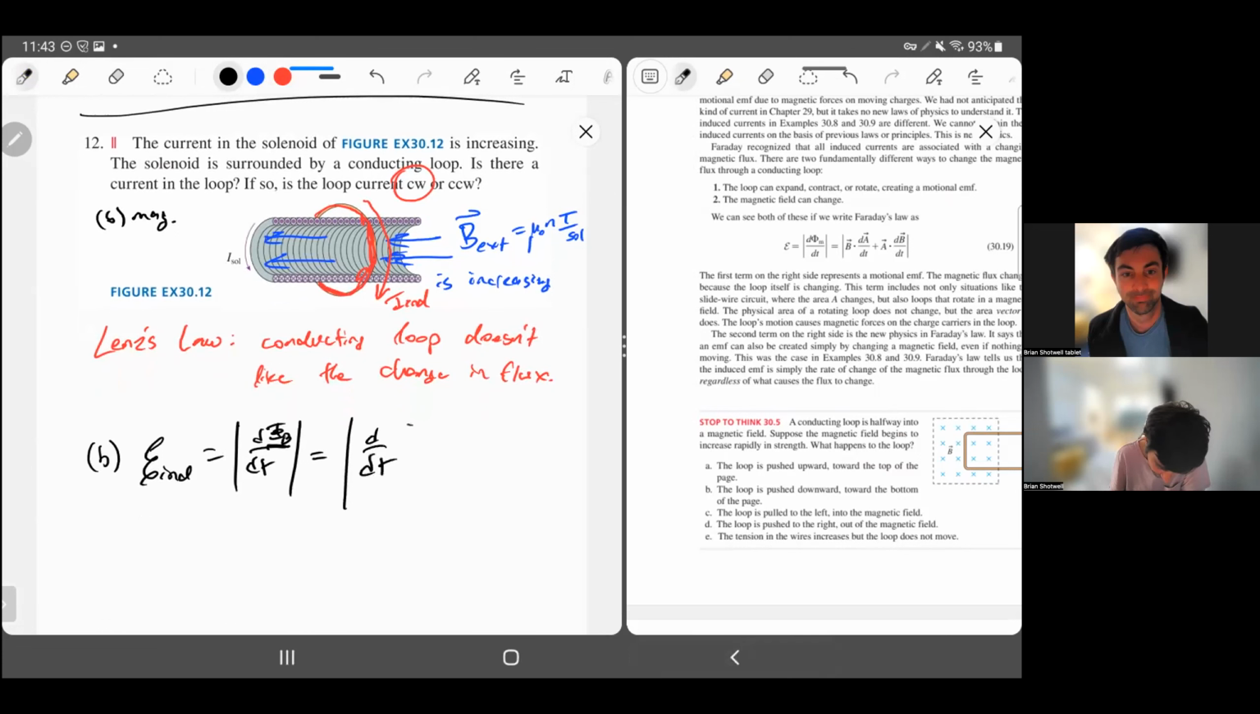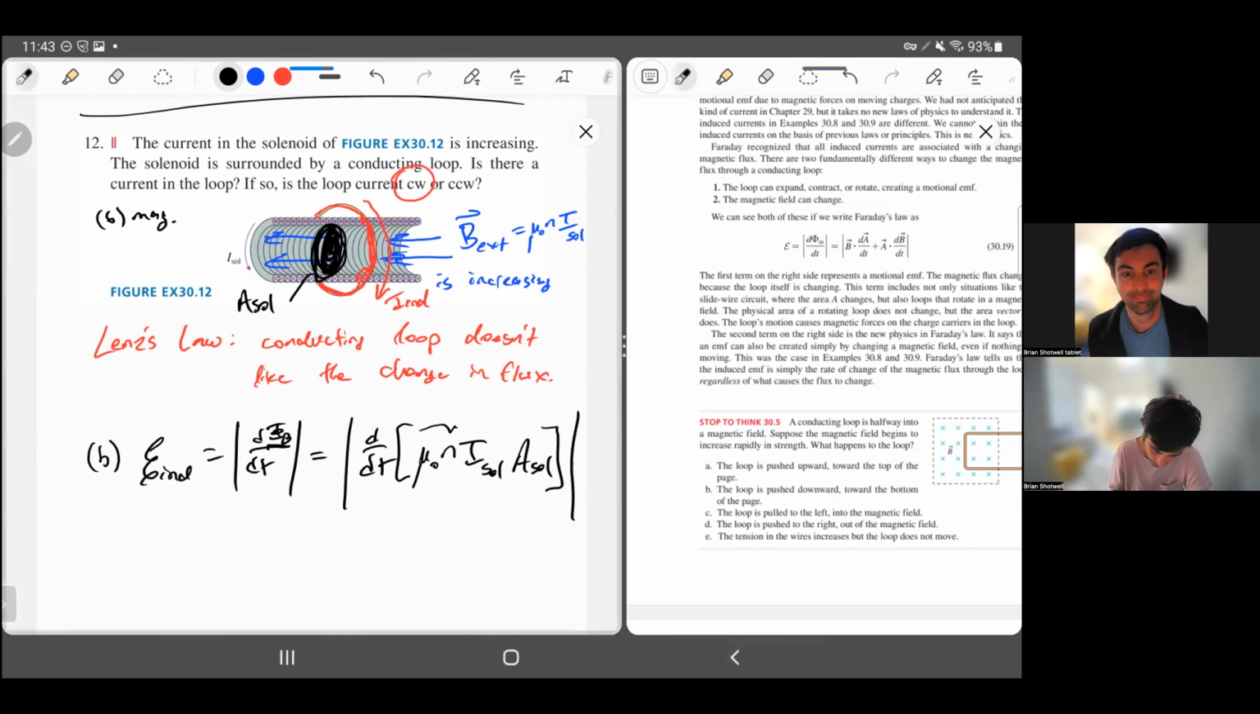The derivative with respect to time of the magnetic flux is the magnetic field. And I'm going to immediately replace mu naught n I from the solenoid. And for the area, it's not the area of this whole loop, but just the area over which the magnetic field is, so the area of the solenoid. I'll write area of the solenoid right there. And it doesn't matter how many turns of the solenoid there are, because we're looking at the induced EMF through just a single loop of the conducting wire. So there's no factor of capital N or anything.